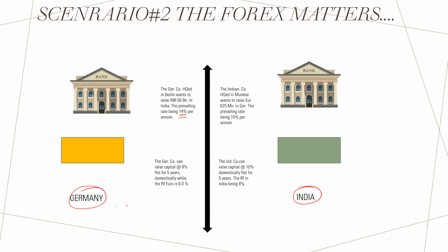Now, yeah, so the Indian company, when it wants to raise capital in Germany, sees that the rate of interest prevalent, the risk-free rate of interest we're talking about, is 14%. Okay.